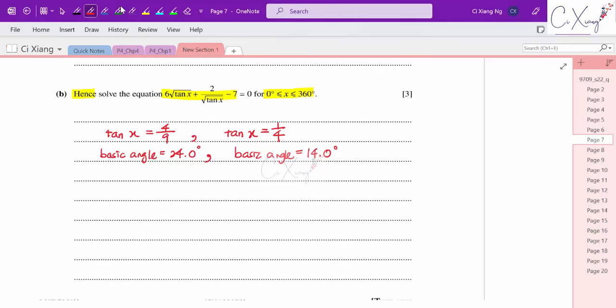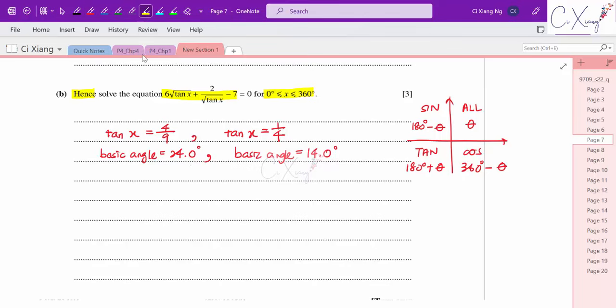After you get the basic angle, we need to go through the quadrants and see which quadrant's answer we want to accept. For the four quadrants: in the first quadrant, everything is positive. Second quadrant, sine is positive. Third quadrant, tangent is positive. Fourth quadrant, cos is positive. To get the angle in the different quadrants, the first quadrant is the basic angle, the second quadrant is 180 minus the basic angle, the third quadrant is 180 plus the basic angle, and the fourth quadrant is 360 minus the basic angle.